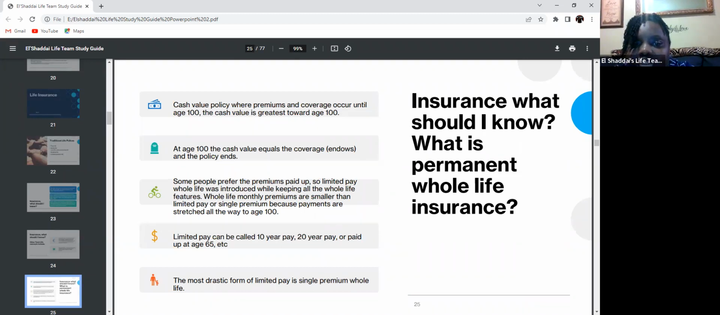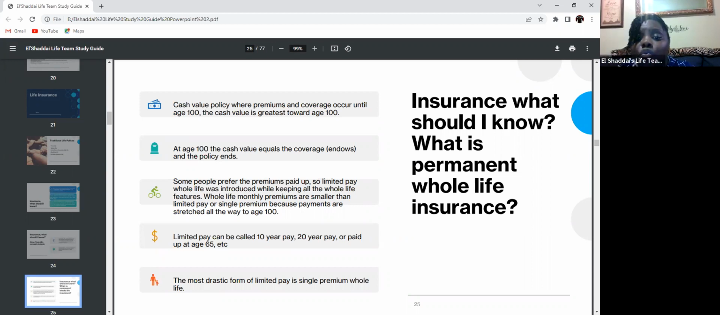Cash value policies. Cash value policy where premiums and coverage occur until age 100. The cash value is greatest at age 100. I am going to close on this page. At age 100, the cash value equals the coverage. At age 100, the cash value equals, or endows, the coverage, and ends the policy.